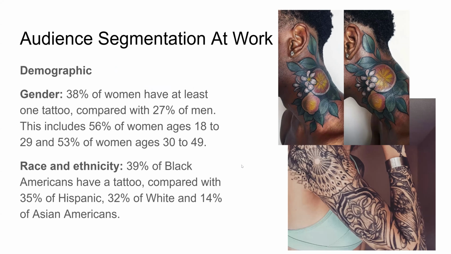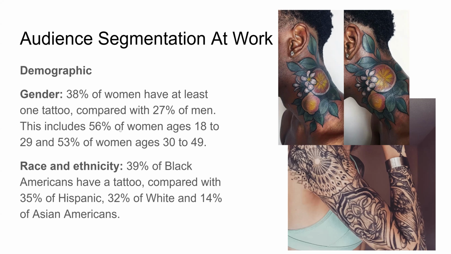So again, demographics, we're looking at gender. 38% of women have at least one, compared with 27% of men. So there was a clear difference, even though it's close, in the number of men versus women who have tattoos. And then they also broke it down by age and also race and ethnicity, like I said. So age-wise, they said 56% of women ages 18 to 29 and 53% 30 to 49 had tattoos. 39% of Black Americans have a tattoo, compared with 35% of Hispanic, 32% of white, and 14% of Asian Americans.